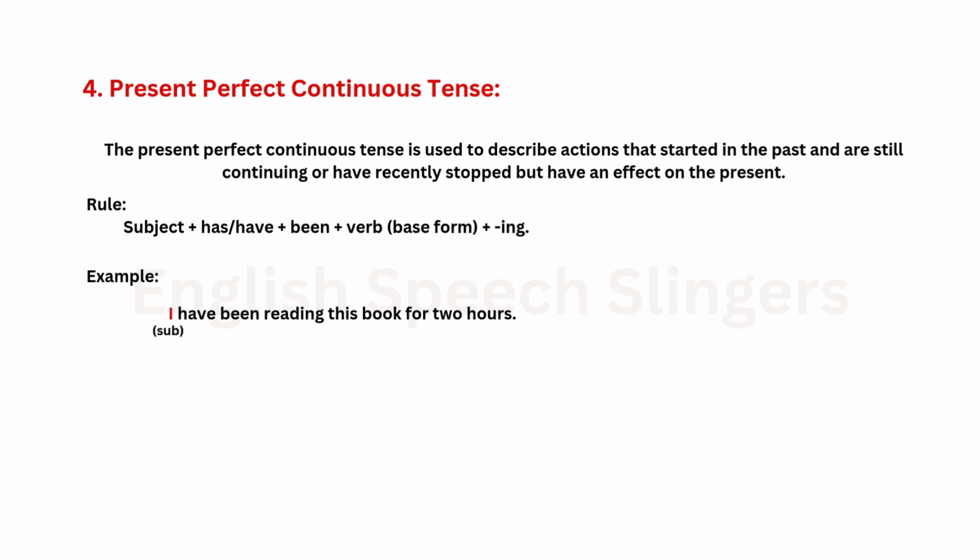In this sentence, I is the subject. Have been are the auxiliary verbs. Reading is the main verb in its continuous form. While this book for 2 hours tells us what and for how long the action has been happening. She has been working here since 2019. In this sentence, she is the subject. Has been are the auxiliary verbs. And working is the main verb in its continuous form. While here since 2019 specifies the place and starting time of the action.